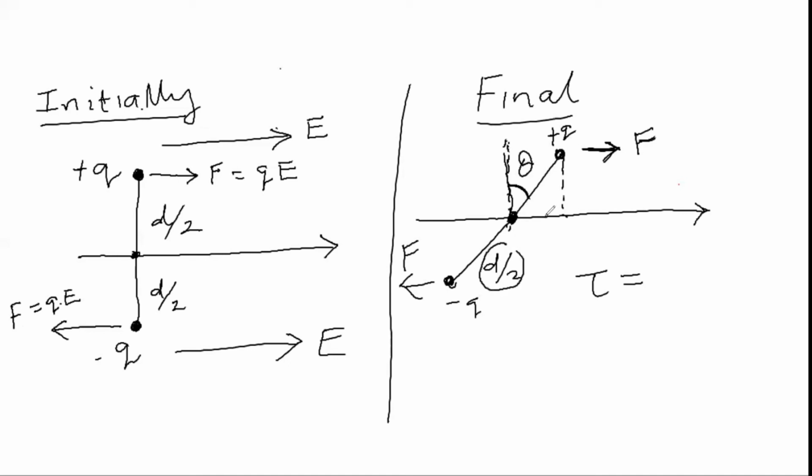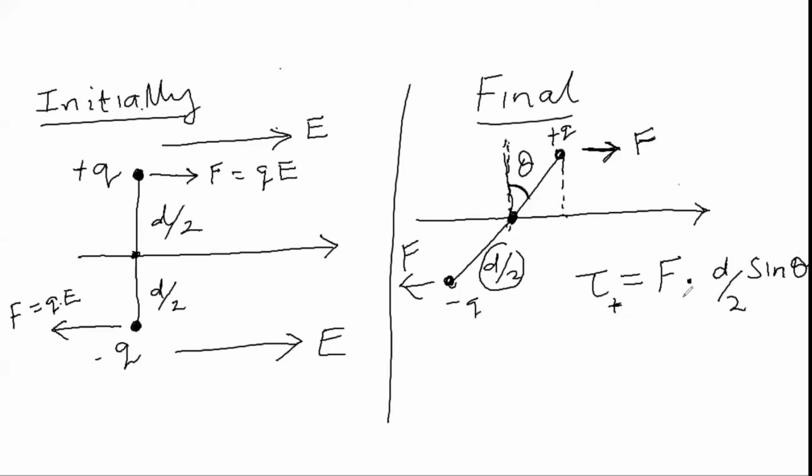If you want to find this distance here, which is the lever arm, it will be equal to d. We say the torque is the product of the force and the lever arm. The lever arm in this case is this distance here, which can be expressed as d over 2 sine theta. So this torque coming from the positive charge can be written like that.